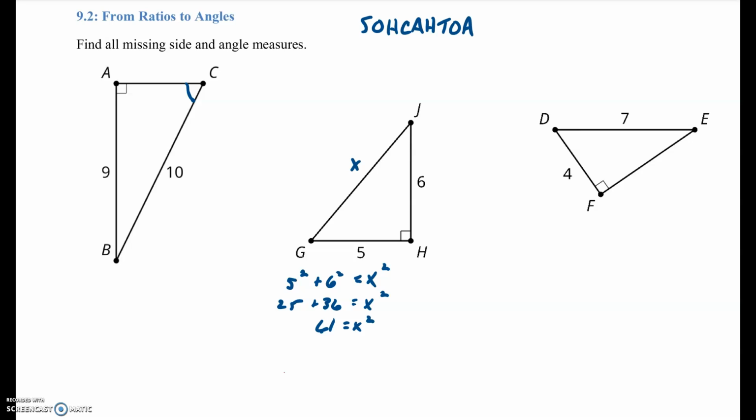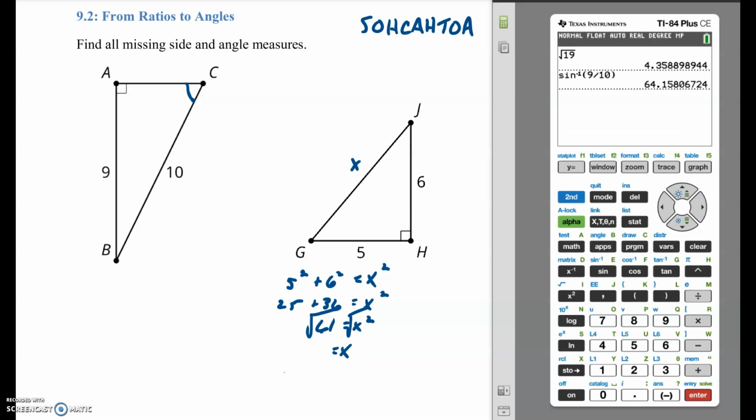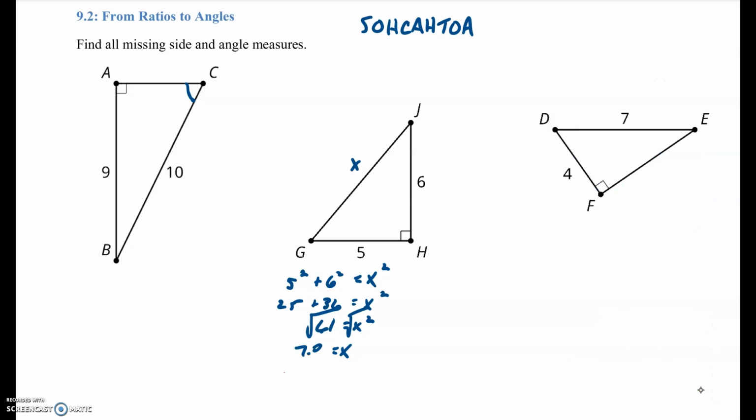So now I need to take the square root of both sides to get the x by itself. So x is going to be whatever the square root of 61 is. So I got to do square root 61. 7.81 is my value for x. Okay, so I found a missing side length.